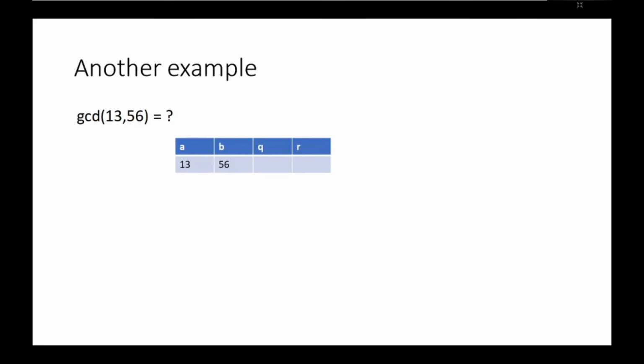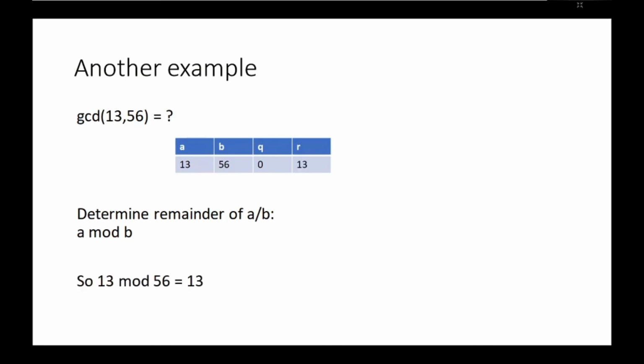Now we're going to calculate the quotient. So we're asking ourselves, how many times does 56 fit into 13? Well, that's of course 0 times, so the quotient is 0. We're going to use A mod B to calculate the remainder. So we're going to do 13 mod 56, and that will give us 13, so the remainder is 13.